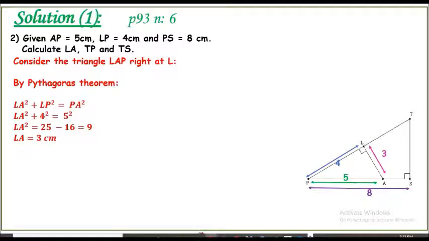I want to find the measure of TP and the measure of TS. Can you tell me what's the method that we will use in order to find the measure of TP and TS? Yes.